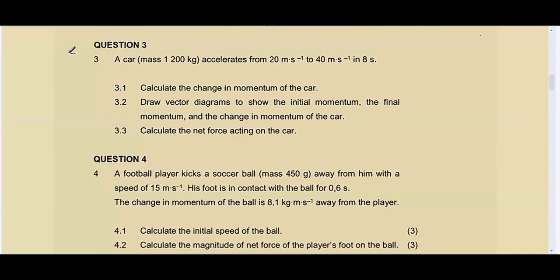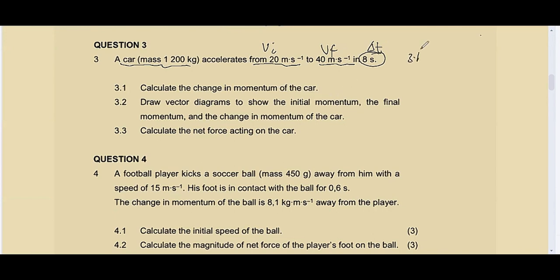Okay, let's look at question number 3. It says calculate the change in momentum of the car. We are given the statement here: a car of mass 1,200 kg accelerates from 20 meters per second to 40 meters per second. That means it is increasing in velocity, in 8 seconds. So we are given the vi and vf, and then we are given the change in time. Then calculate the change in momentum of the car.